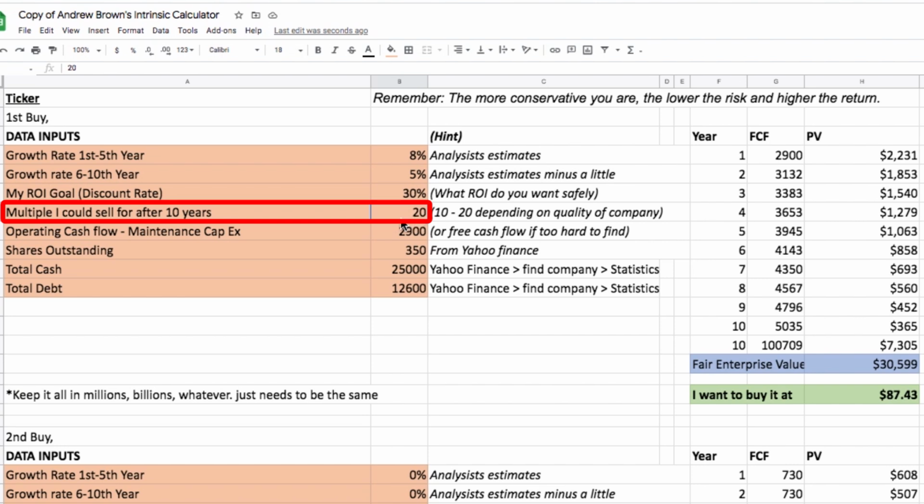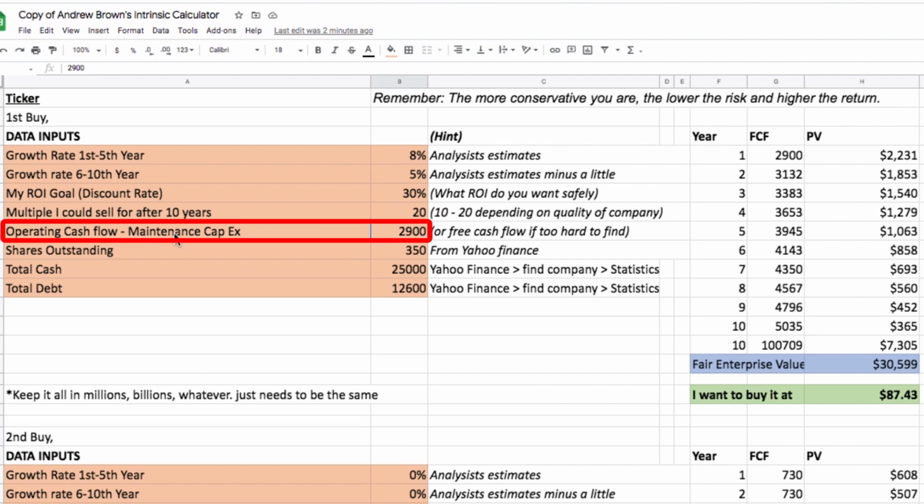So I'm going to give it a 20 multiple we could sell it for in 10 years. That's a free cash flow multiple. That's pretty standard. We're just trying to get a bit of a feel. Sometimes companies at the moment are trading at 50 times or 30 times, but on average, generally speaking, big companies sort of go between 15 and 25. So I'm going to call it 20.